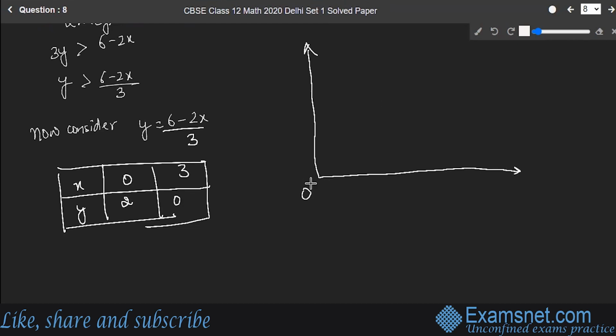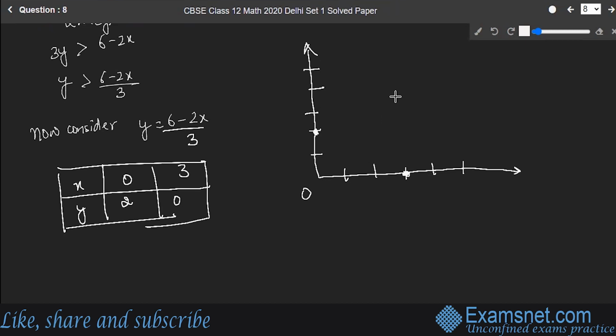So here's the coordinate x is 0. This is 1, 2, 3, 4, 5. 1, 2, 3, 4, 5. So when x is equal to 0, y is equal to 2. This is the first point. And when y is equal to 0, then x is equal to 3. So this is the point.